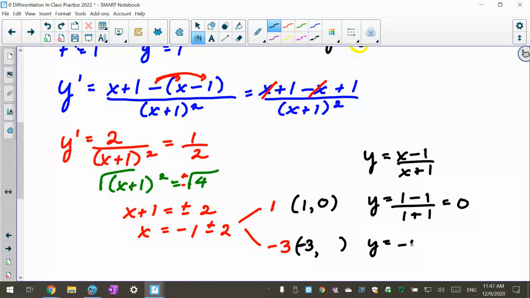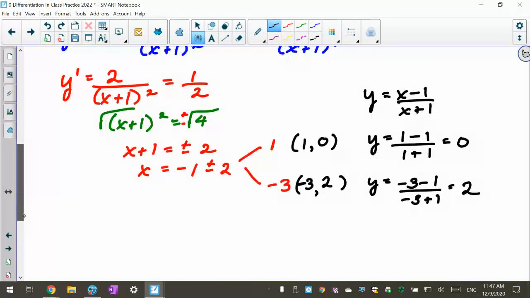So I'm going to do negative 3 minus 1 all over negative 3 plus 1. So that's negative 4 over negative 2, or a positive 2 there. Sorry. Okay, now I have my points.